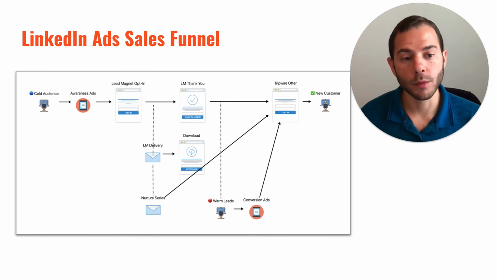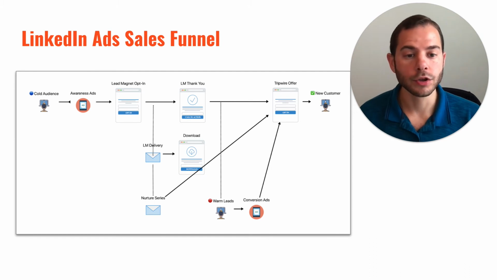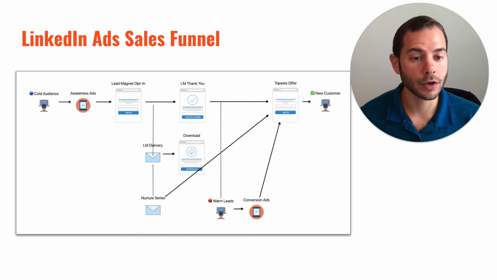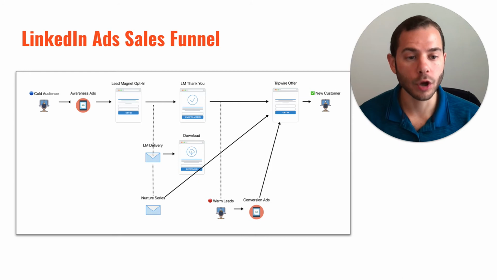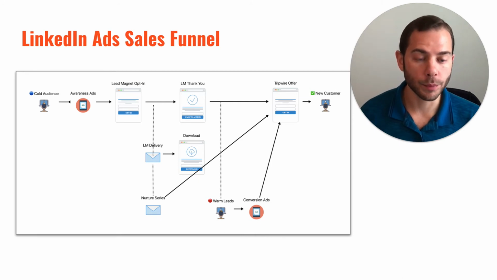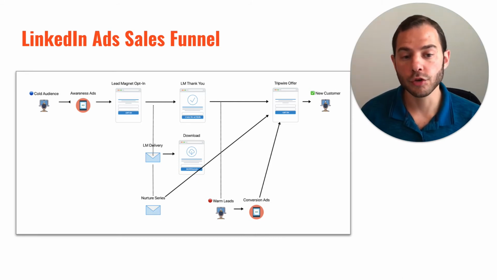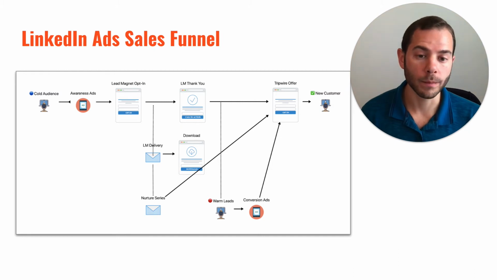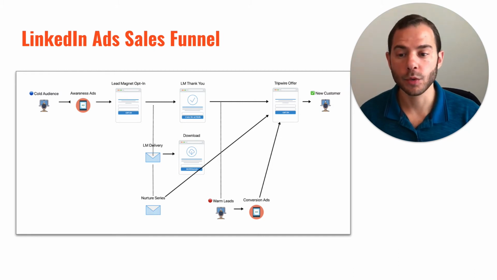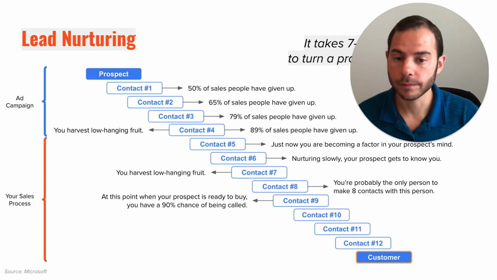B2B offers tend to be more higher ticket. People need to consider different things and talk to different people. So we talk about considering using a Tripwire offer, which lowers that barrier to entry. Maybe it's a cheaper price point or an entry step into working with you that makes it easier for somebody to say yes. So we'll dive more into that in the next slides.